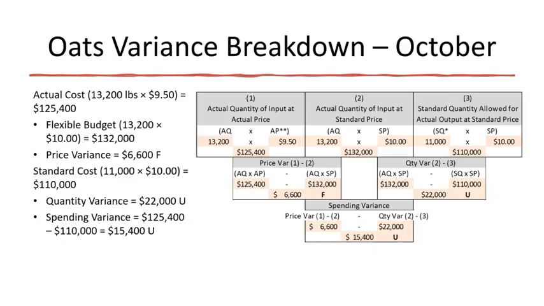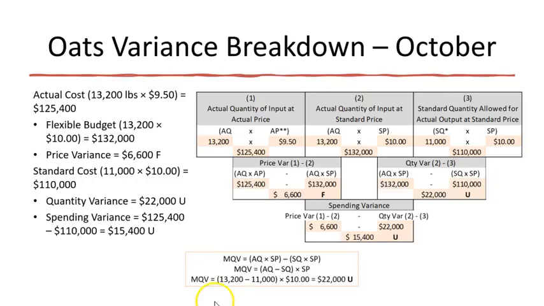The three-column approach is handy, but now let's bring in the math and show how we calculate these variances using actual formulas. So first, we can take the MQV, the material quantity variance, and basically we're looking at the difference between the actual quantity and the standard quantity, AQ minus SQ, times that standard price. So the difference, 2,200 times $10, is the unfavorable variance of $22,000.